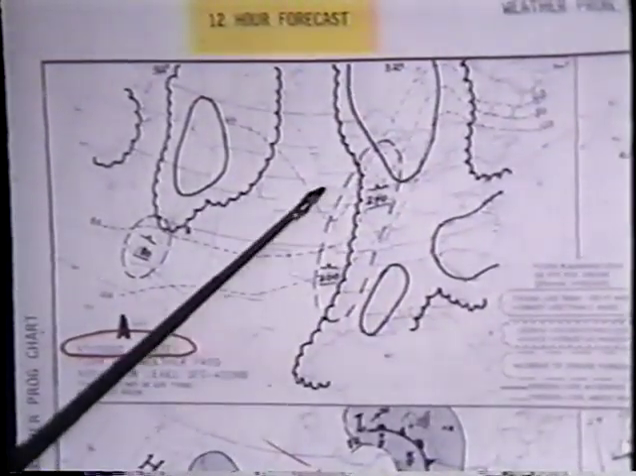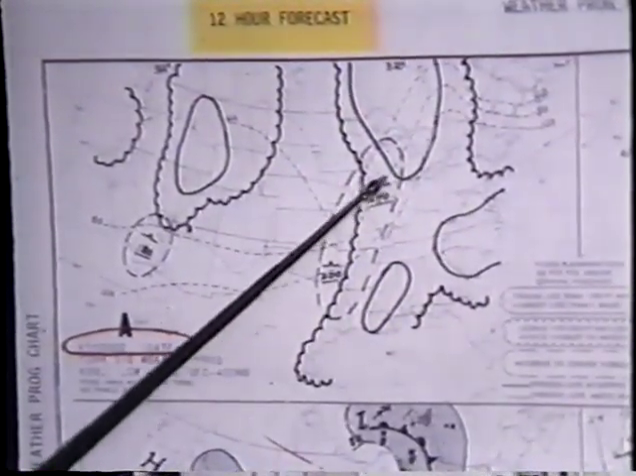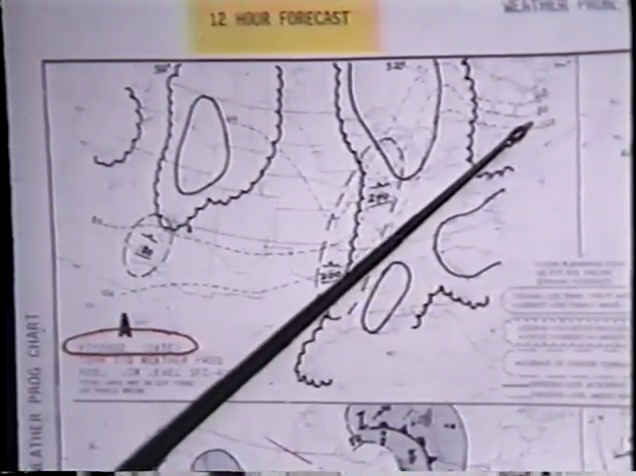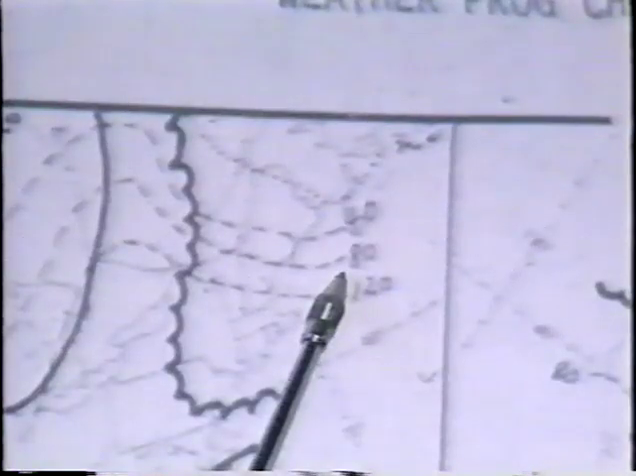I'd like you to notice that right about through Chicago, if you follow this dashed line all the way to the Atlantic Ocean, you'll see a number 80 tagged on that. That means that the freezing level over Chicago is 8,000 feet. That's what that means.